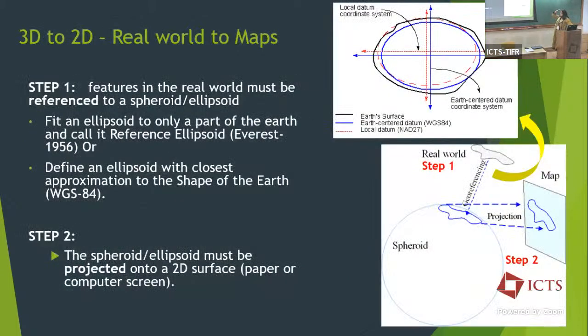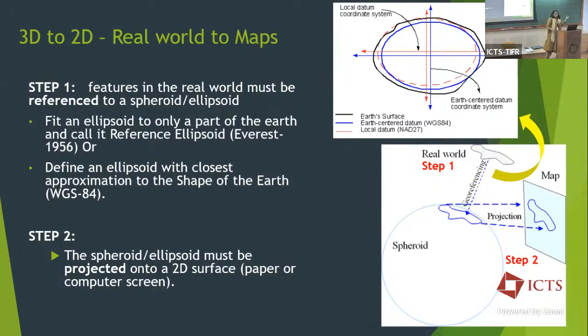Okay, so coming back to where we were, step 1 was to take that 3D surface and locate yourself on it somehow, or locate a feature on it. Any questions about that? That's called georeferencing. So we fit an ellipsoid to only part of the Earth's surface. That's a reference ellipsoid, or we define an ellipsoid with the closest approximation to the shape of the Earth, which is, for example, WGS84.